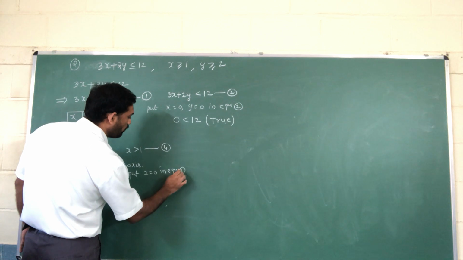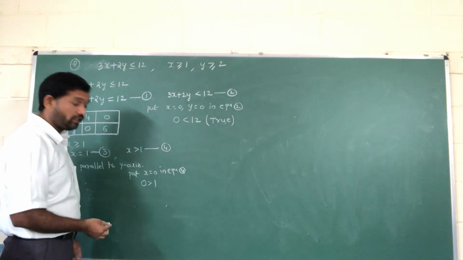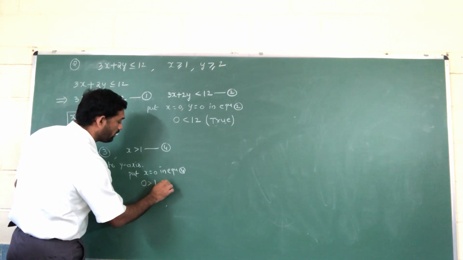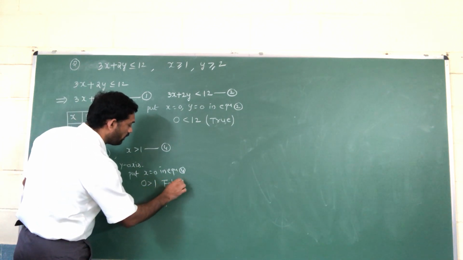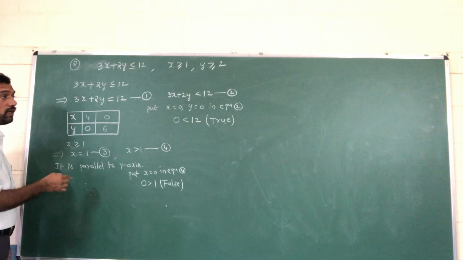So sorry, equation number 4. What happens? 0 greater than 1. 0 is greater than 1. It is false.